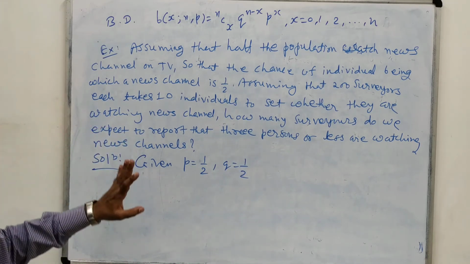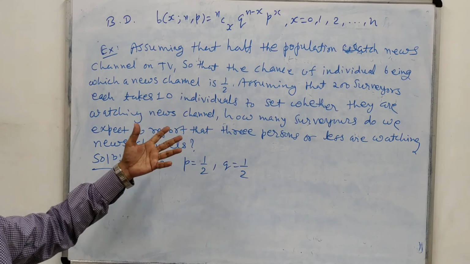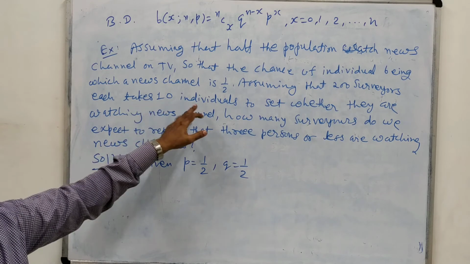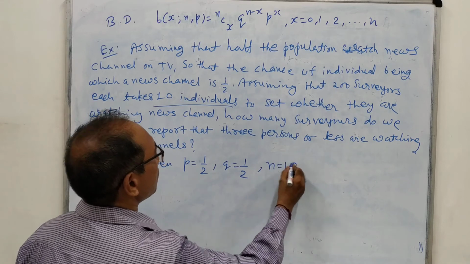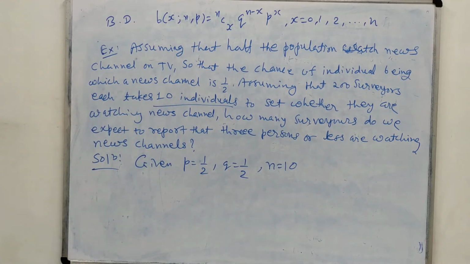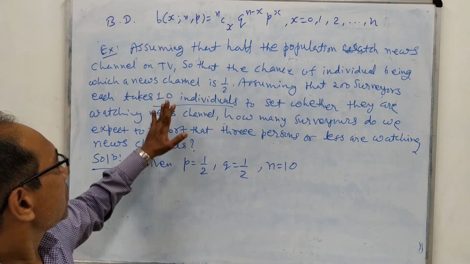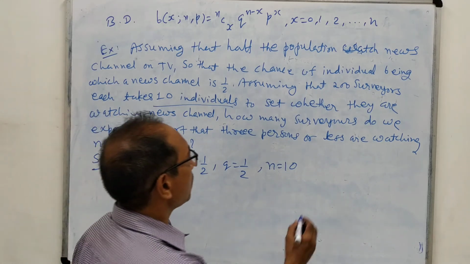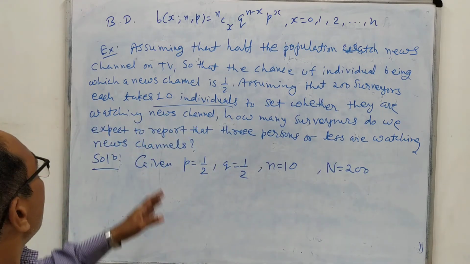Then assuming that 200 surveyors. So 200 surveyors are surveying about the watching of a news channel, and 200 surveyors each are taking 10 individuals. This is the sample size. That means small n equal to 10. So they are taking a survey of 10 individuals, so small n equal to 10, and here 200 surveyors are involved. That means capital N equal to 200.